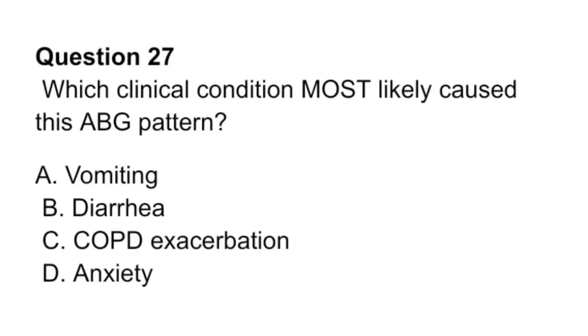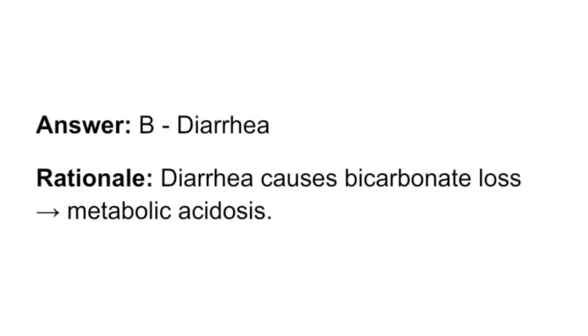Question 27. Which clinical condition most likely caused this ABG pattern? A. Vomiting. B. Diarrhea. C. COPD exacerbation. D. Anxiety. Answer: B. Diarrhea. Rationale: diarrhea causes bicarbonate loss, metabolic acidosis.